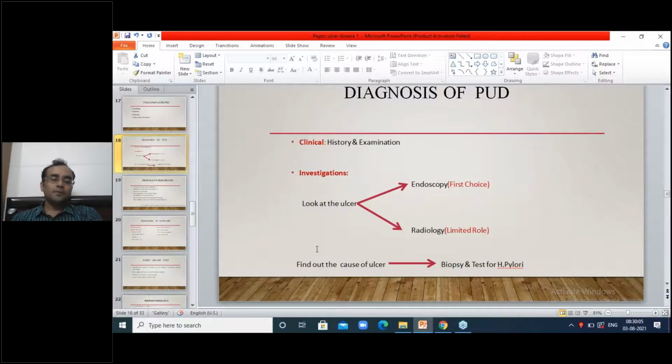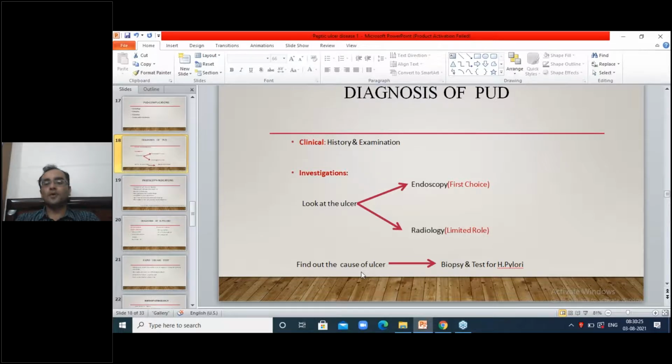But if the ulcer is gastric, then we may need to biopsy depending on the age and the clinical condition of the patient. And we must document the healing of the gastric ulcer by a repeat endoscopy. The other thing we need to do is find out the cause of the ulcer.